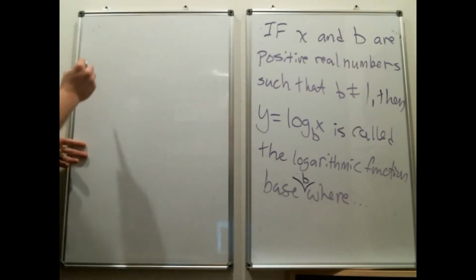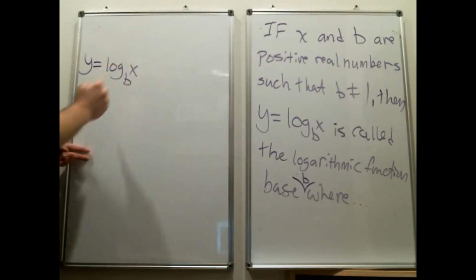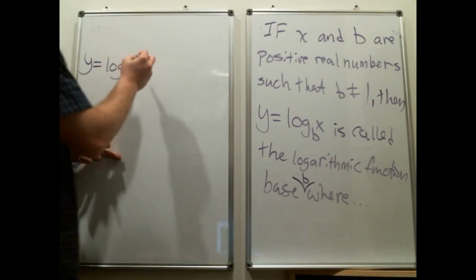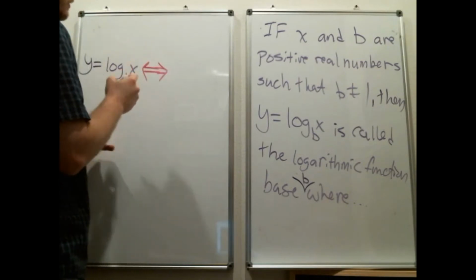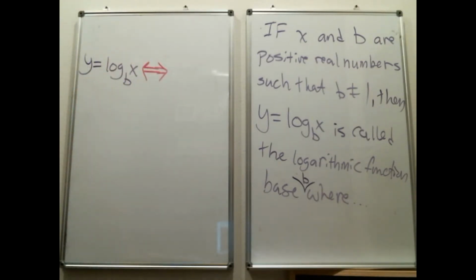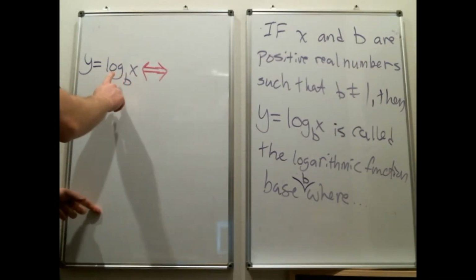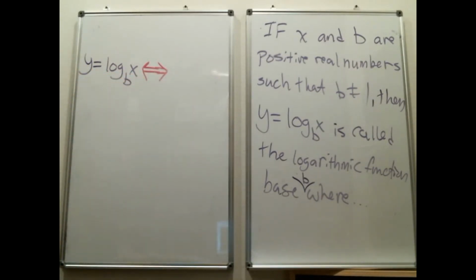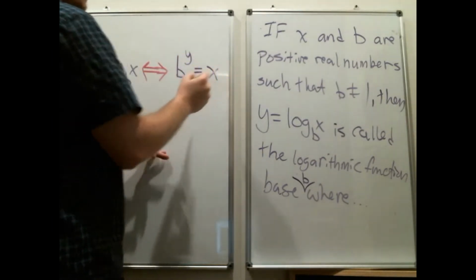So in logarithmic form, we say y is equal to log base b of x, and what I'm about to write, you can say is equivalent to, a bold double arrow. So what that's representing is that this is equivalent to this, so you can go this way or this way. And over here is our exponential form: b to the y power is equal to x.